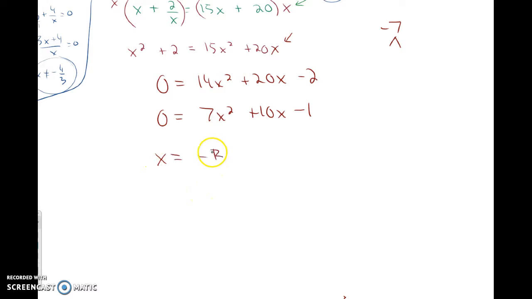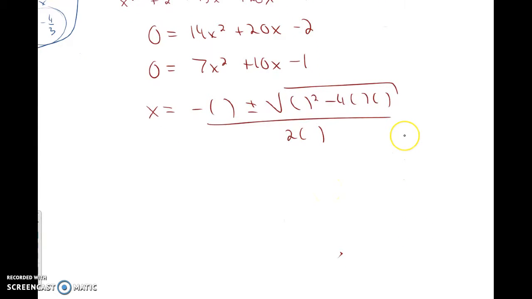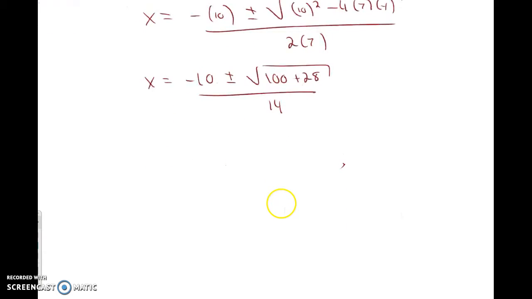x equals negative b plus or minus the square root of b squared minus 4ac, all over 2a. All right, so let's plug our stuff in. B goes here, here, A goes here, here, and C goes here. Negative 10 plus or minus the square root of 100 plus 28, over 14. x equals negative 10 plus or minus the square root of 128.